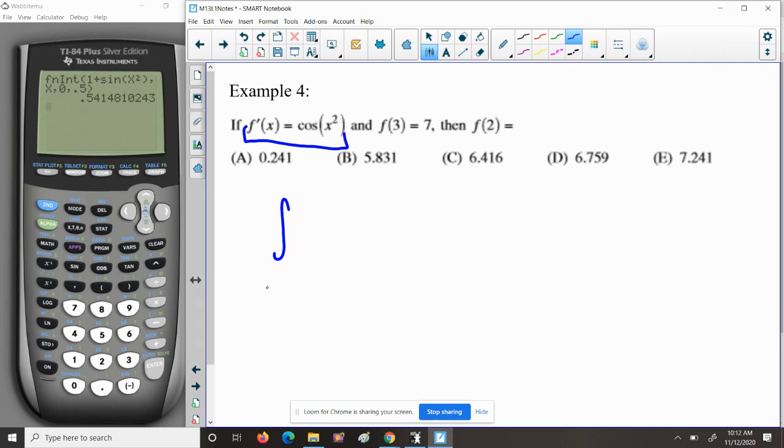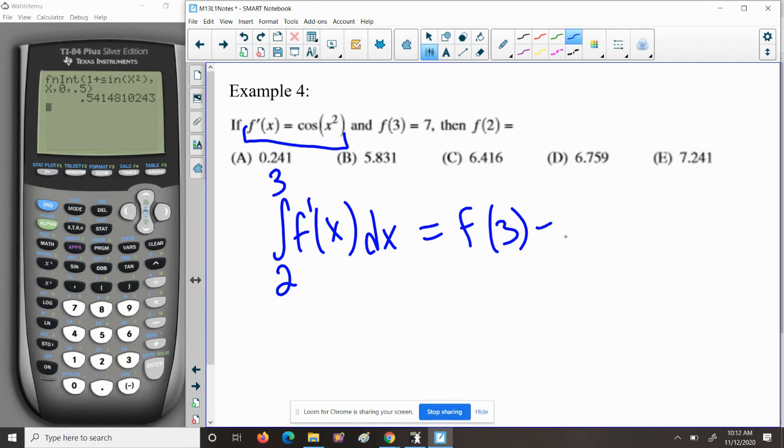Let's say that we were taking the definite integral from 2 to 3 of f prime of x. Okay, that would be equal to the value of f of 3 minus the value of f of 2, right? Because the integral of f prime is f. So we already know the value of f of 3. That's 7. Also, some of you might be sitting here going, well, how did you pick 2 and 3 as your bounds? Well, think about what we had. The only x values that we had were 2 and 3. So that's why I picked those. Okay.